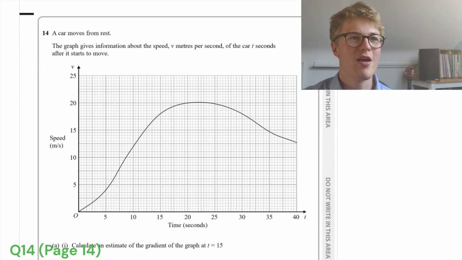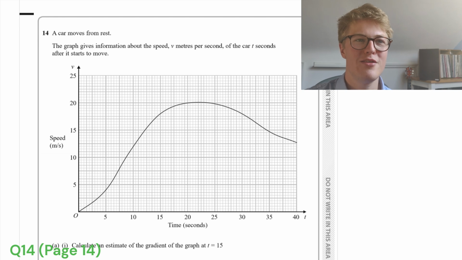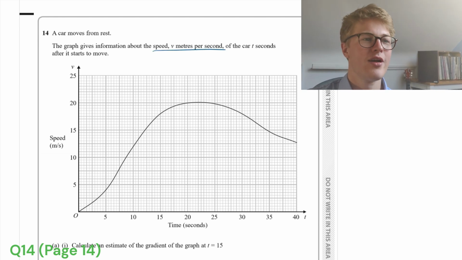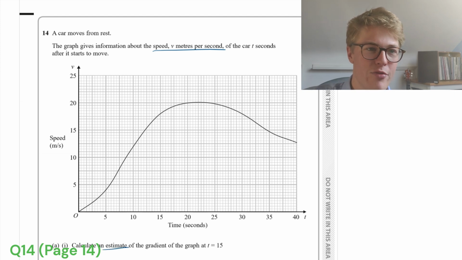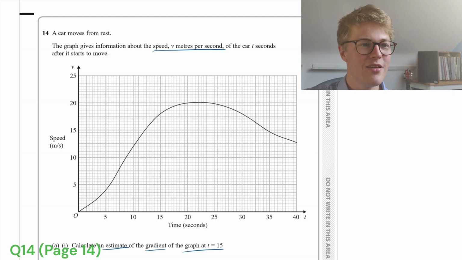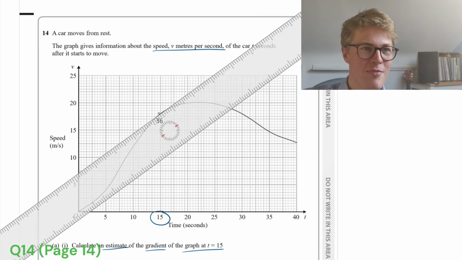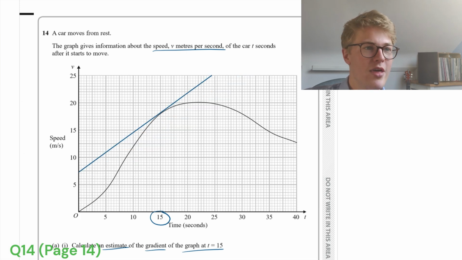A car moves from rest. The graph gives information about the speed, v meters per second, of the car t seconds after it starts to move. Calculate an estimate of the gradient of the graph at t equals 15. So we need to look at t equals 15 and then look at where the graph is at that stage. Then we draw a straight line as a tangent on that graph. Then we can take our limits from that line and get the most extreme values, because this will give us the most accurate assessment of the gradient.